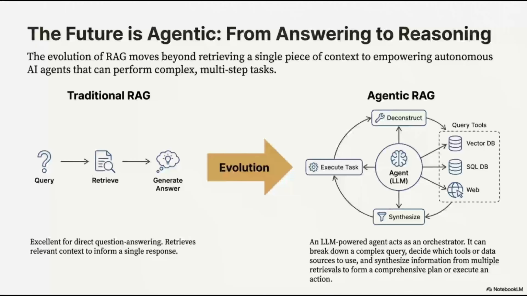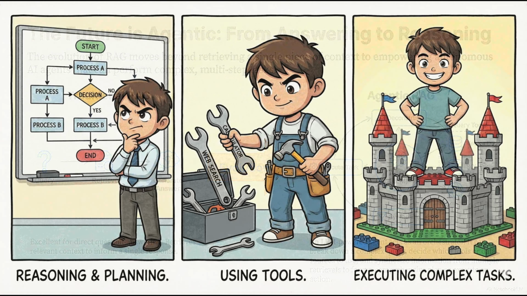But we aren't stopping at just answering the questions. The future is agentic. Traditional RAG just retrieves info. Agentic RAG reasons. An AI agent acts like a project manager. It breaks down a complex goal, decides which tool it needs. Maybe it checks the web, queries an SQL database, and looks at a PDF and then synthesizes it all into a plan. It's not just answering, it's executing tasks.